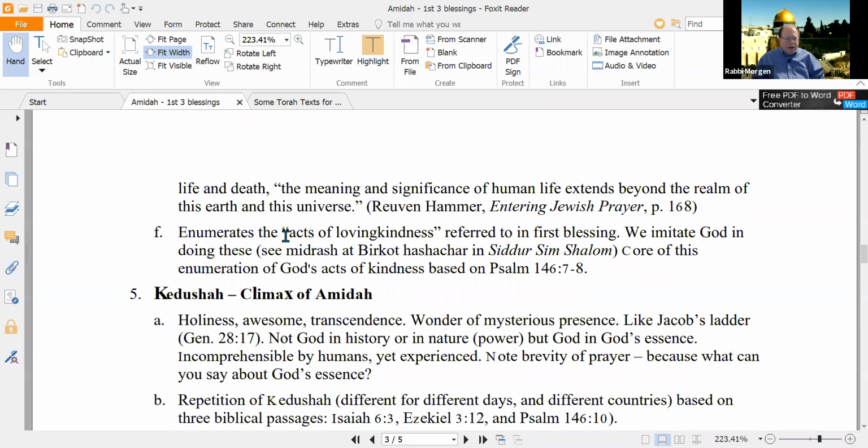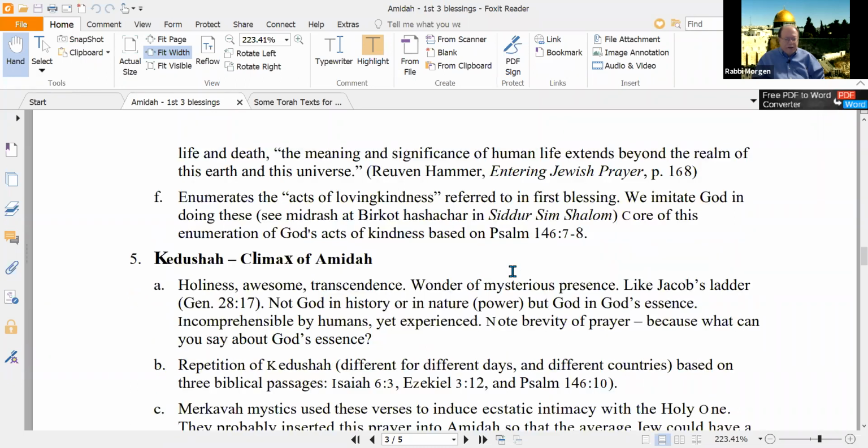Now, the prayer B'chai Metim is not just about God giving life to the dead. He also talks about other acts that he does, acts of loving kindness. So in the first blessing of the Amidah, we said that Gomel Chasadim Tovim, that God does acts of kindness. Now in this blessing, it's spelled out. We imitate God in doing these things. So let me go to the other source for that.